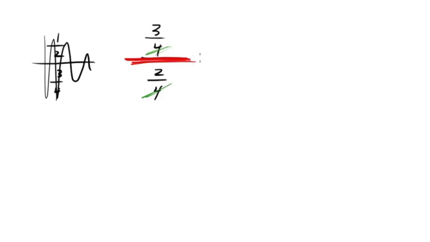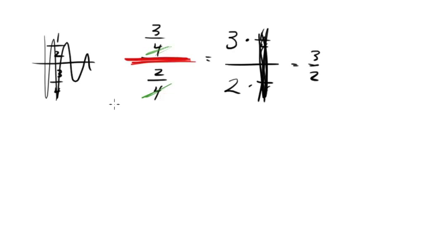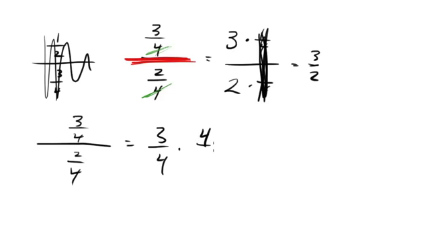Another way to see this is to see that this top is the same thing as 3 times 1/4, and this is just 2 times 1/4, and then what do you know? We can cancel those and we're left with 3/2. Another way you can see this is, if you remember the rules for dividing fractions, when you divide a fraction you can just flip it and multiply. So this is going to be the same thing as 3/4 times 4 over 2.